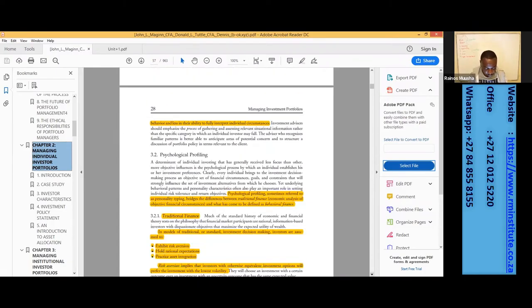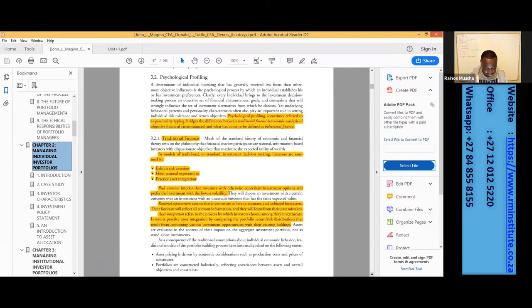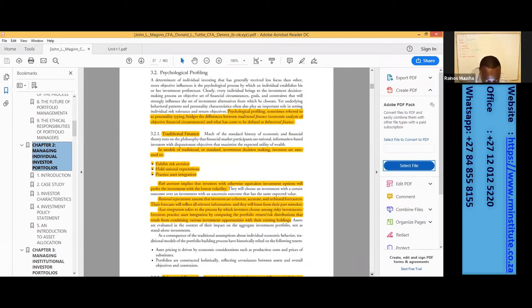Another way of profiling investors or individual investors is through psychological profiling. So when you look at psychological profiling, on the first paragraph, under psychological profiling, line number 3 from bottom, they say, psychological profiling, sometimes referred to as personality typing, bridges the difference between traditional finance and what has come to be defined as behavioral finance.